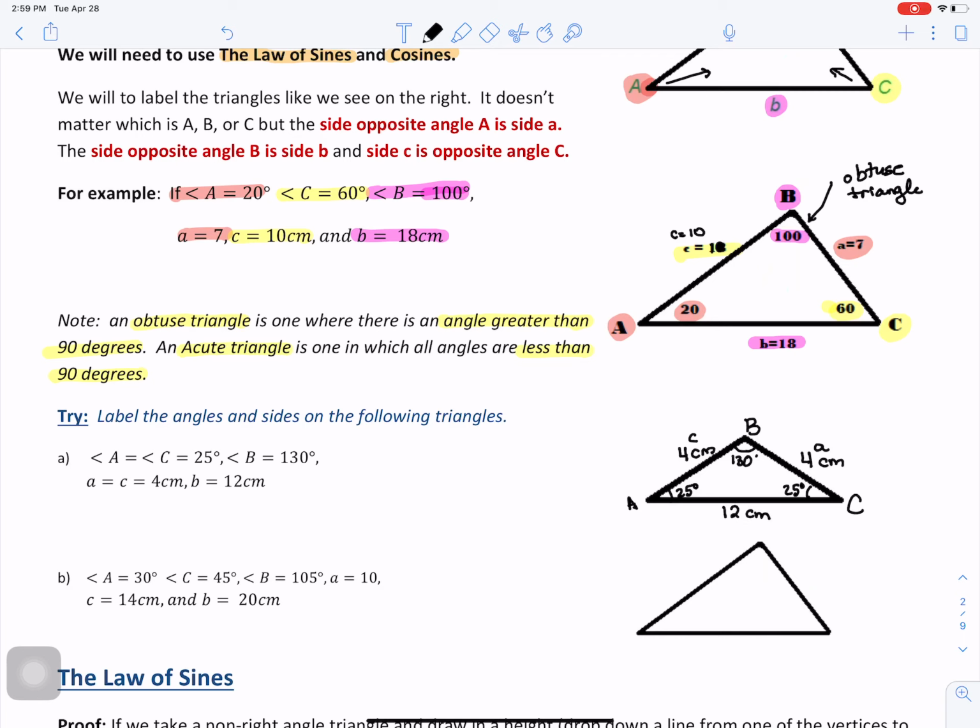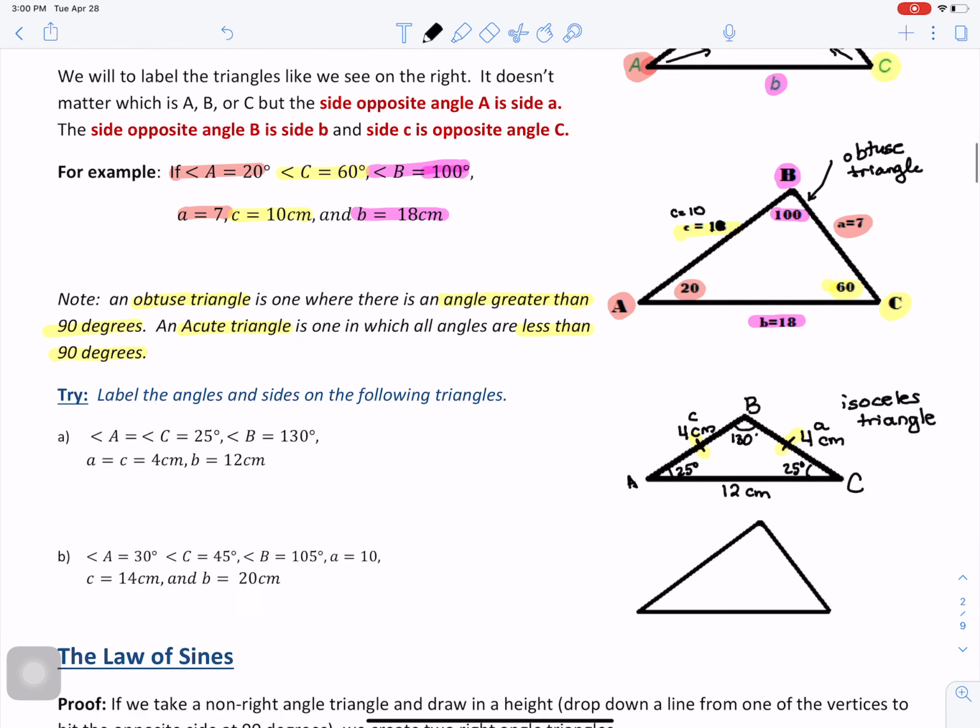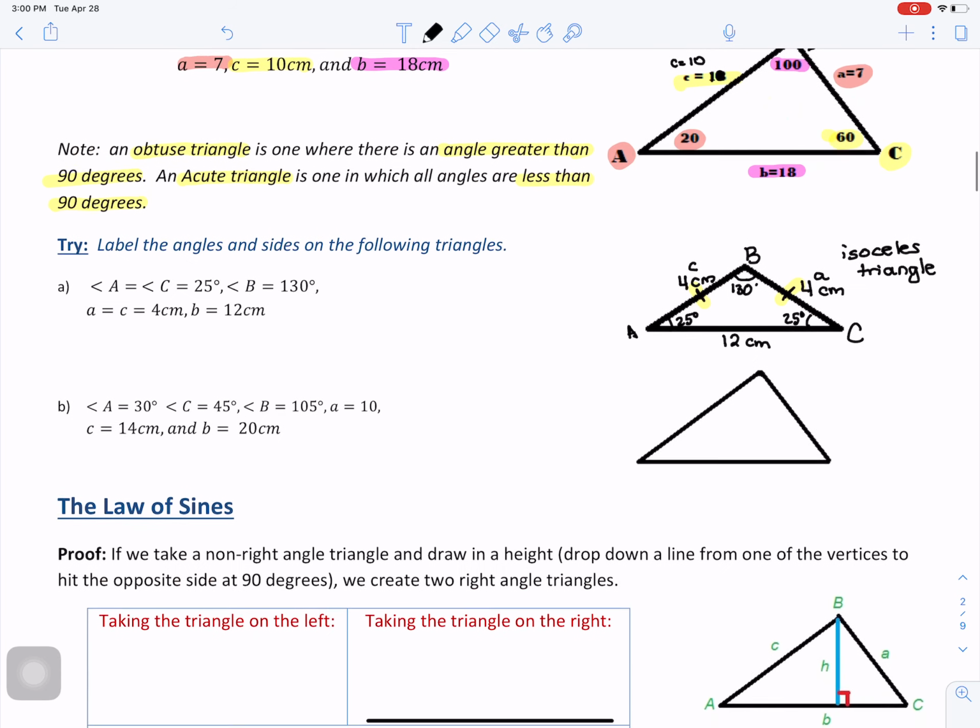Now, because this side and this side are the same, I can use a little line here to show that these are the same. I have two sides the same. This is called an isosceles triangle. We've seen that before. You see that the two sides are the same, but also those two bottom angles are the same.